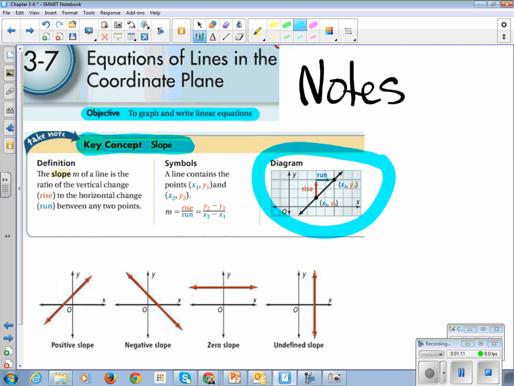The slope of a line is the ratio of the vertical change, and ratio just means fraction, which is the rise, to the horizontal change, which is the run, between any 2 points. Symbolically, if a line has the points (x1, y1) and (x2, y2), then the slope, rise over run, is the difference between the y's, y2 minus y1, over the difference between the x's, x2 minus x1.